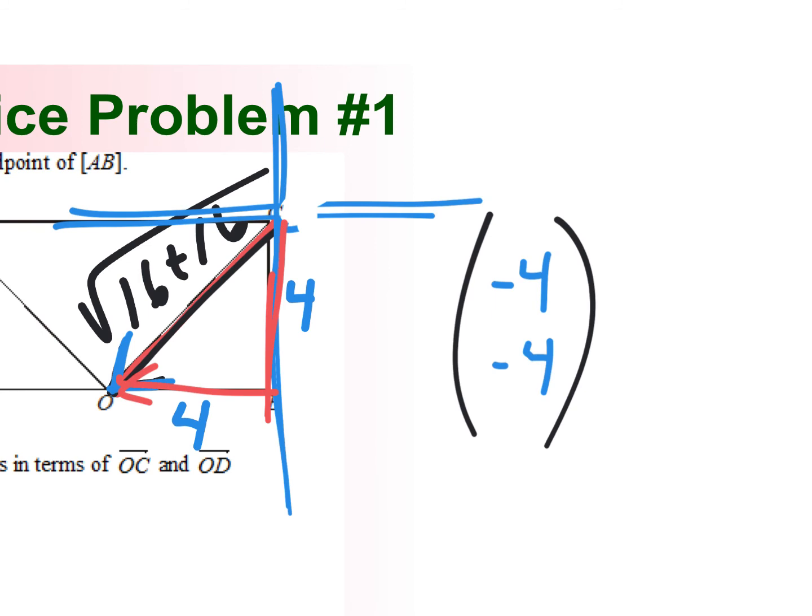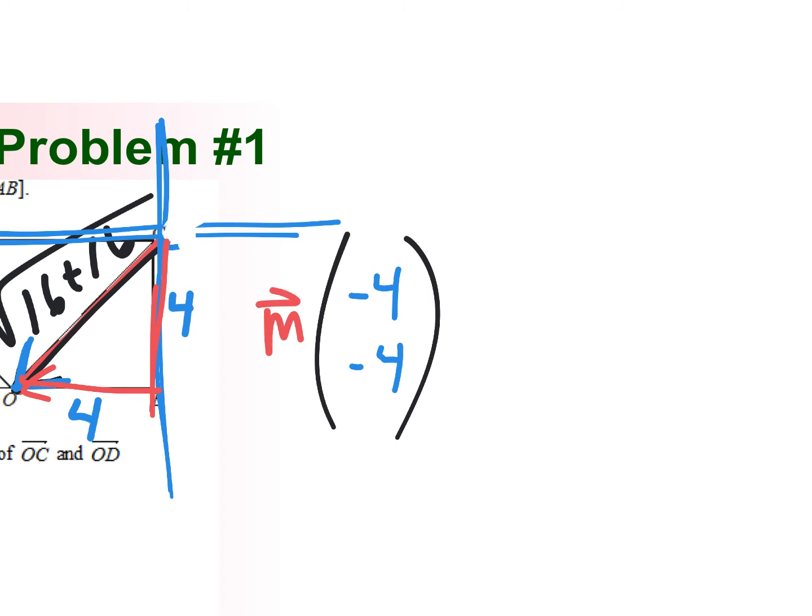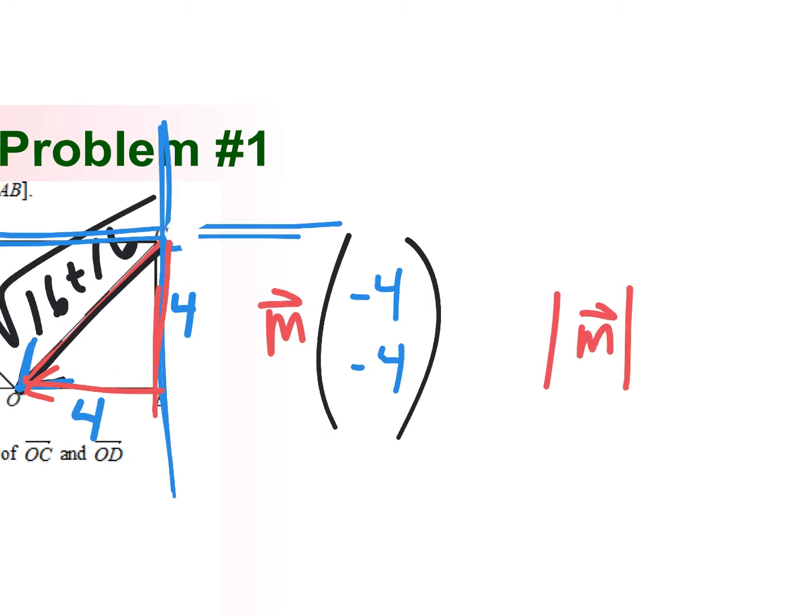Okay. How long is it though? Did the answer turn into negative something? No. The magnitude of this vector, call it vector m. Well, the magnitude of vector m would be square root of 32.